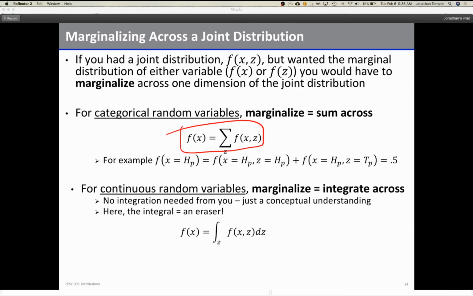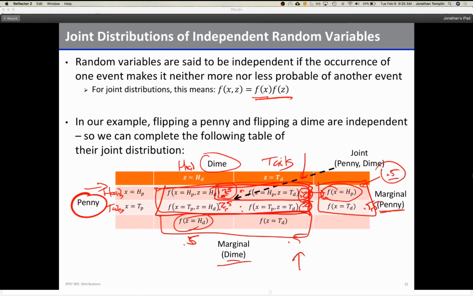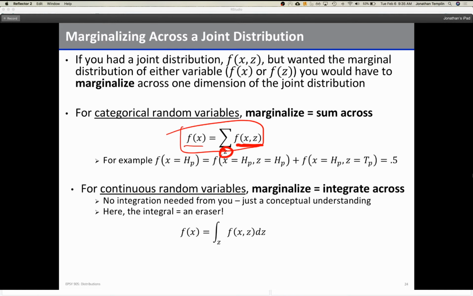The marginal distribution of the likelihood of a penny, or the distribution of the penny flip, comes from the sum of the joint distribution across the values of the dime. So in this case, the likelihood a penny is heads comes from the sum of a penny being heads conditional on dime being heads, and the sum of a penny being heads conditional on dime being tails. For continuous distributions, that's where we get this integration term, and nobody wants to talk about that.